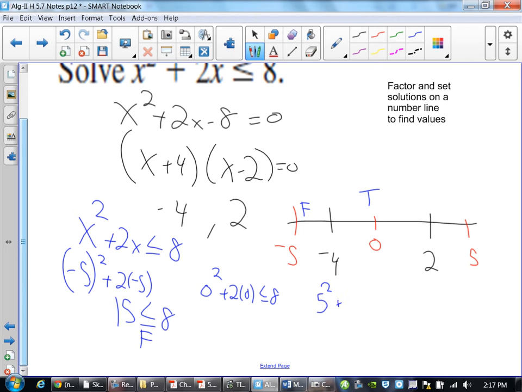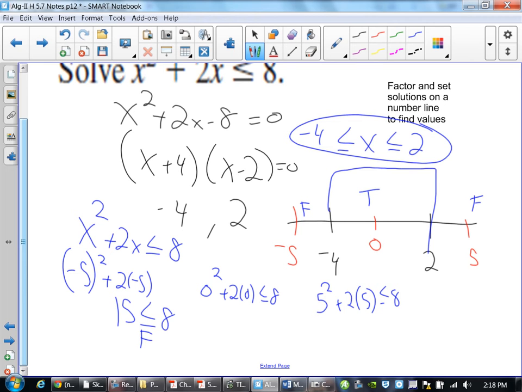Test again at 5. Is 5 squared plus 2 times 5 smaller than 8? No. So now I know that my shaded area would be between those two values. Looking back at the original inequality, would it include negative 4 and 2? Yes, because of the less than or equal to. So your answer for this case would be all values of x between negative 4 and 2.